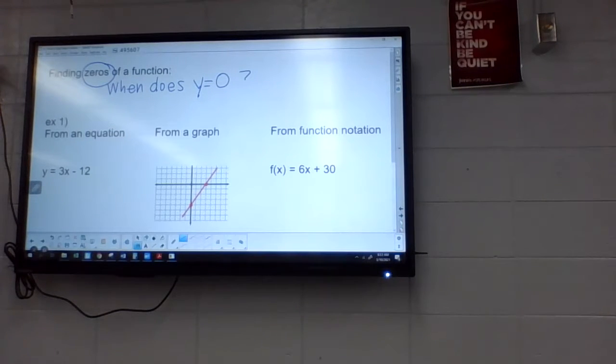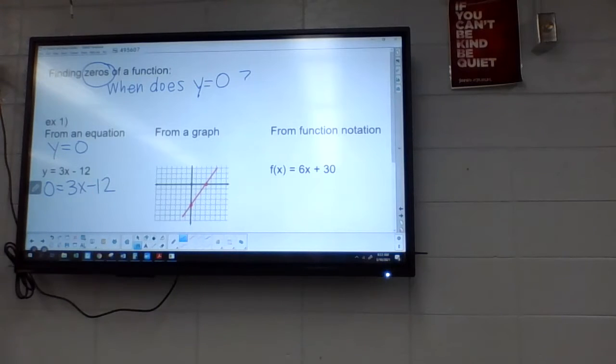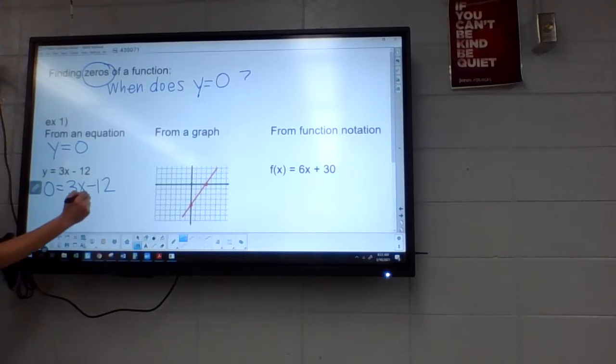From an equation, it's very easy. We just put 0 in for our y. Like I said, we've done that before, like when we found the x-intercept. So this hopefully is a pretty easy equation to solve. I hope you don't look at it and think, I have no idea how to solve that. We've solved plenty of equations like this. I'm going to move that 12 over.